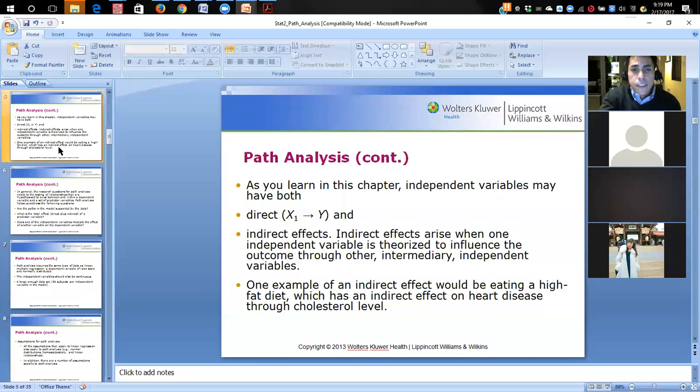Right here, this is a simple illustration of what we call the direct effect. We have an independent variable represented by x, x1, and you have this straight line, one-direction arrow that leads to y, which is the dependent variable. And that's what we call the direct effect. It's independent variable beliefs lead to exercise, or independent variable education leads to exercise.